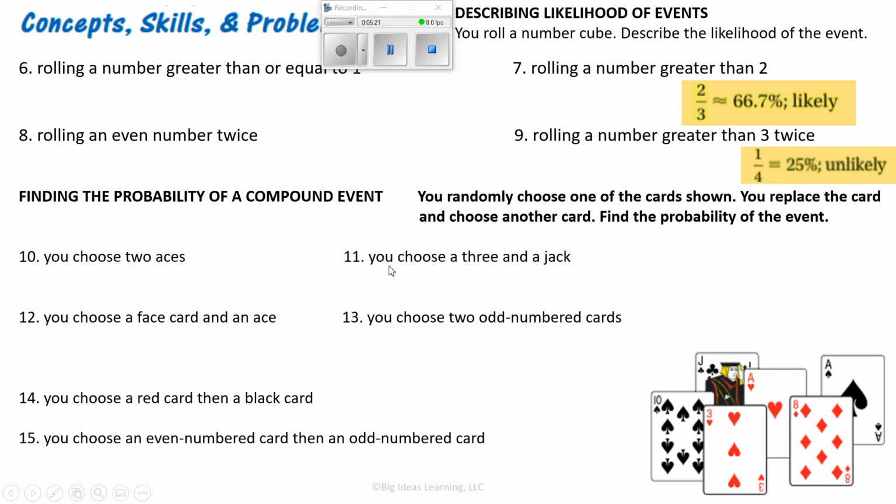All right, number 11 says you randomly choose one of the cards, you replace the card and choose another card. Find the probability of the event. You choose a 3 and a jack. So what's the probability that I'll get the 3 and then the jack? Well, remember, getting a 3 the first time is going to be, well, 1, 2, 3, 4, 5, 6. That's a 1 out of 6 chance, right?